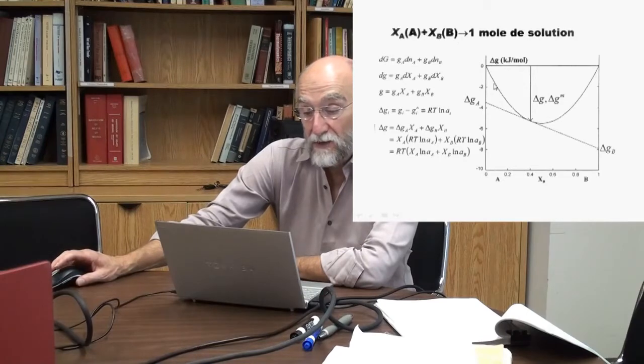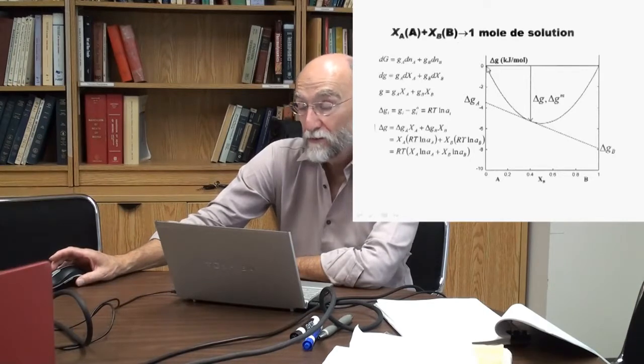Okay, clearly if the solution is stable, delta G will be negative, delta GA will be negative, mu I minus mu I naught will be negative, and the activity will be less than 1. So the activity is always less than 1 in an ideal solution. It's equal to 1 for the pure material.